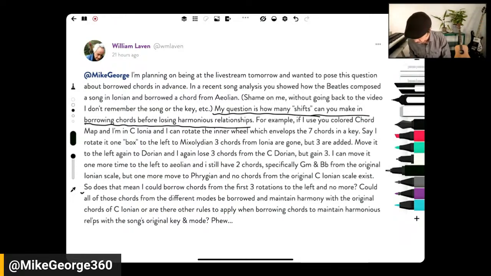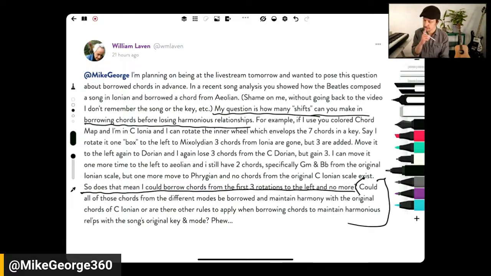So we've got that question. And then could all of these chords from different modes be borrowed and maintain harmony with the original chords of C Ionian? Or are there other rules that apply when borrowing chords to maintain harmonious relationships with the song's original key and mode? So let's answer the first two questions and then these questions. So how many shifts can you make in borrowing chords before losing harmonious relationships?